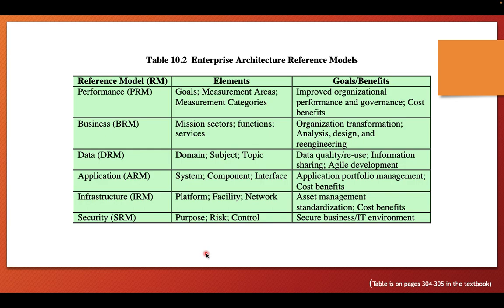Then we talk about the data reference model, which is the domain, the subject, the topic, and so on and so forth. Is there data quality? Is there reuse and information sharing? Is there agile development, and all of this? What type of script are you using for the system? Then we have the applications reference model, which is system applications, component interface, what application portfolio management we use, cost benefit analysis, and all of these things.